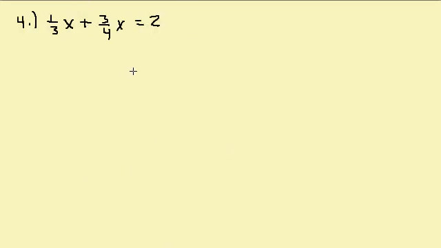Alright, here we have fractions. So when we have a linear equation with fractions, we want to get rid of the fractions by multiplying each term in the equation by the common denominator. So we look at the denominators, and the common denominator is 12. So I'm going to multiply everything by 12.